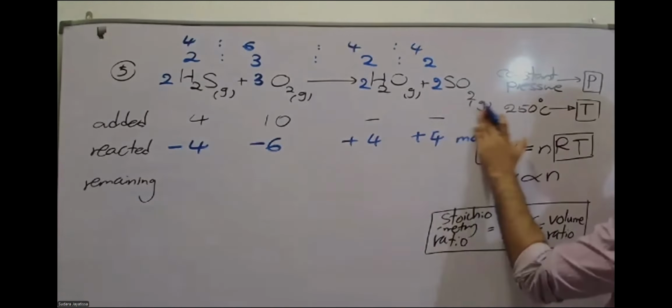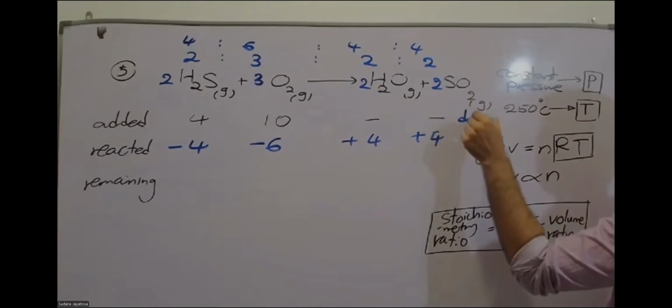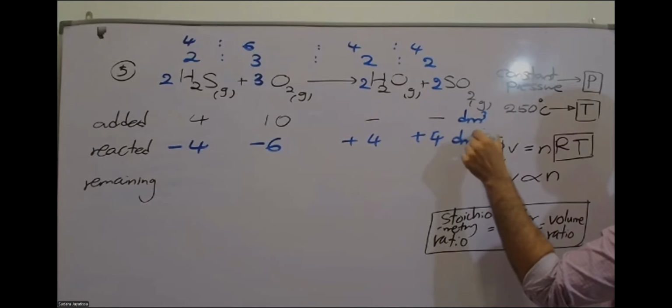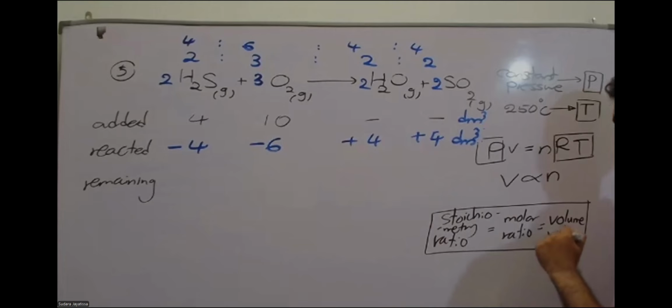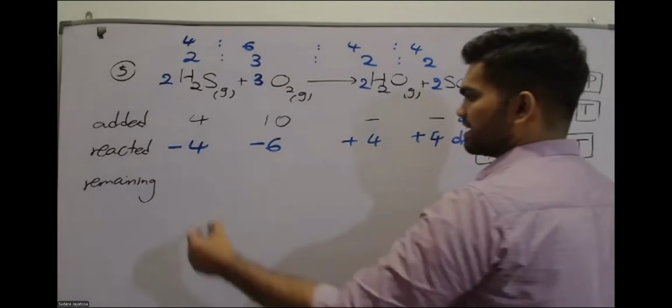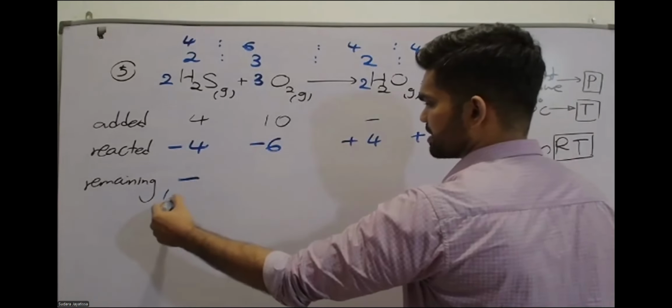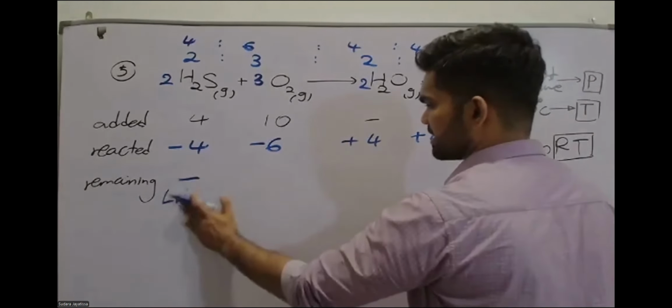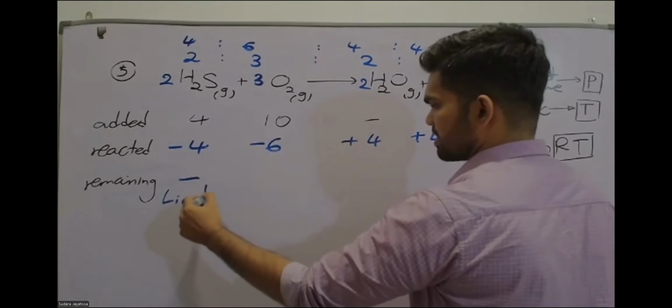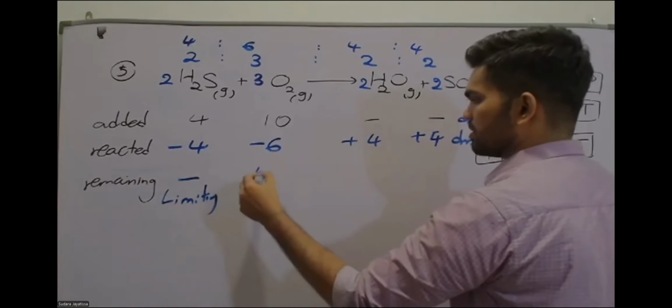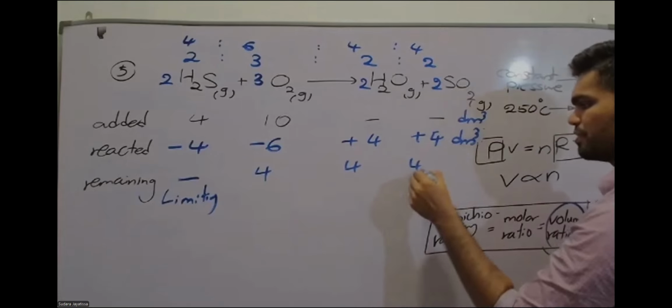Here actually it's not moles, I forgot. It is going with decimeter cube. Instead of moles, we are using volumes. Right, and here H2S is completely consumed, so it is our limiting reactant, and here only 4 of O2 is remaining.